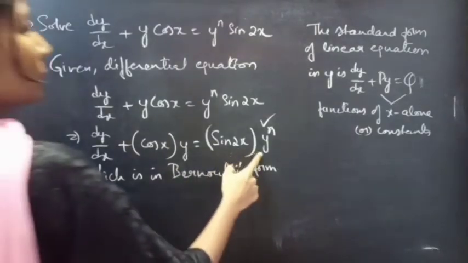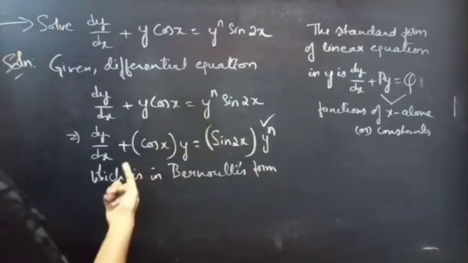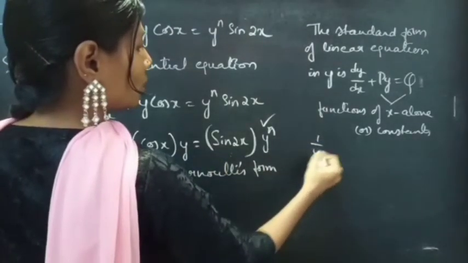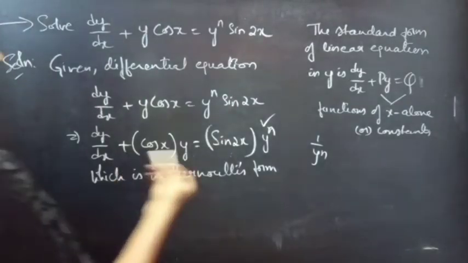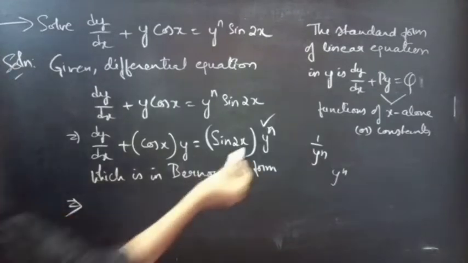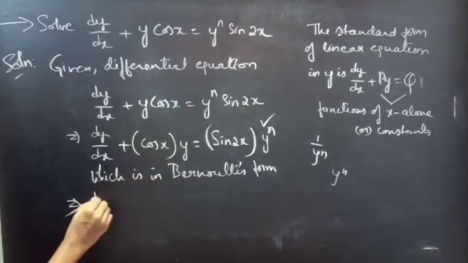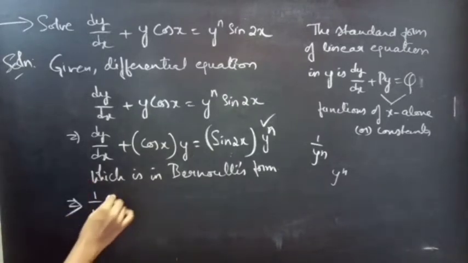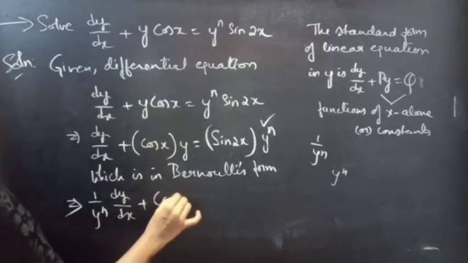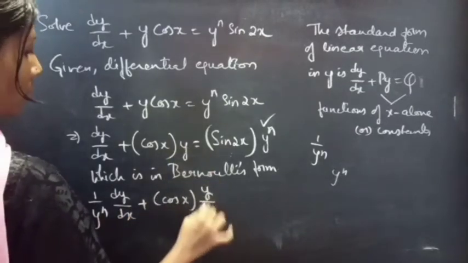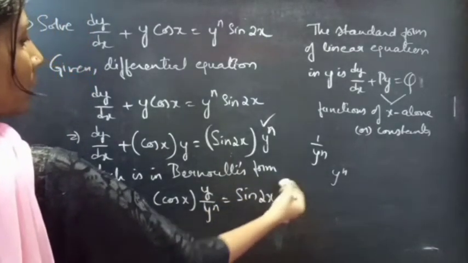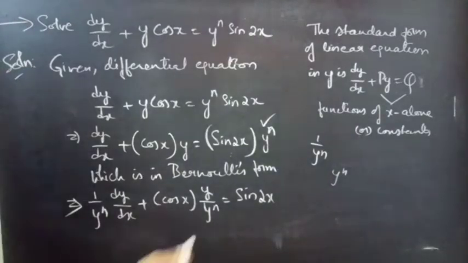So how can you eliminate y power n? Simply you can get this to LHS, or you can multiply both sides of the equation with 1 by y power n, or you can divide both sides of the equation with y power n. So let's see what happens if we bring y power n to the LHS part. You'll get 1 by y power n into dy by dx plus cos x into y by y power n equals sin 2x. See here, y power n is eliminated, right?